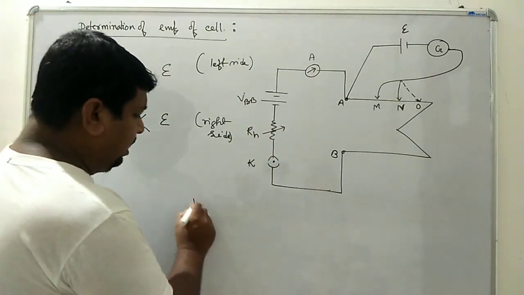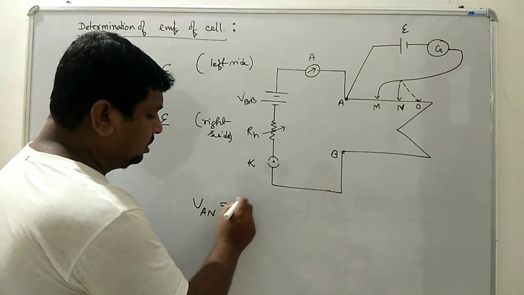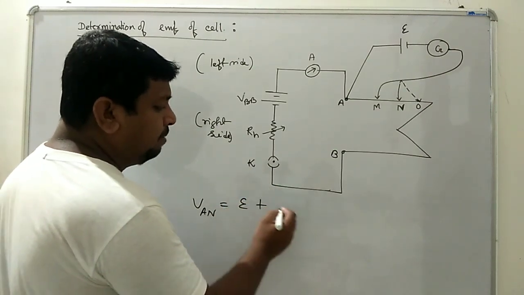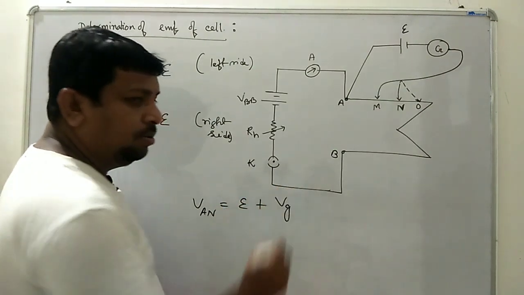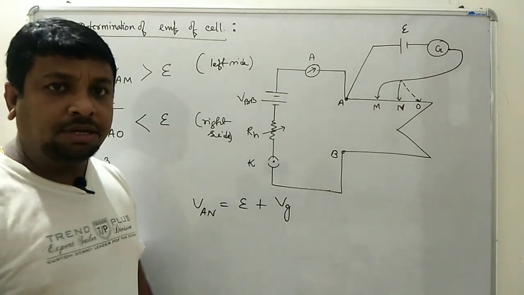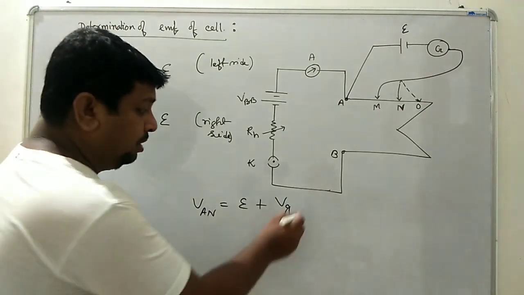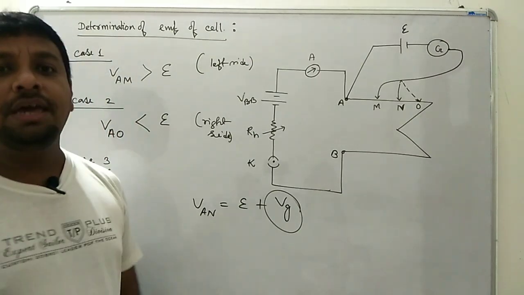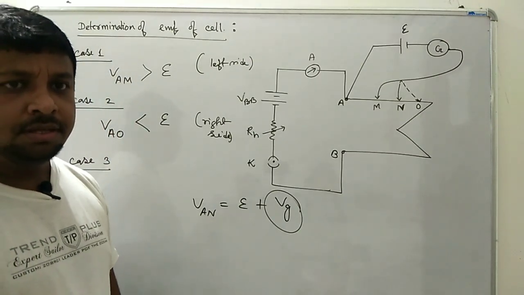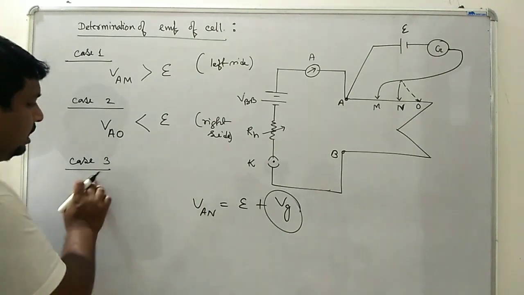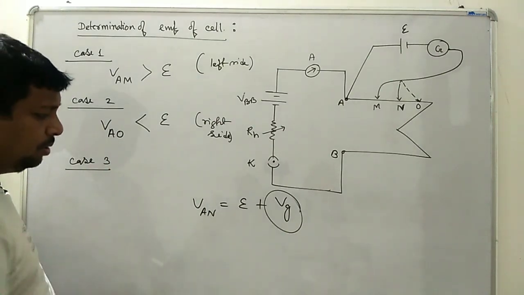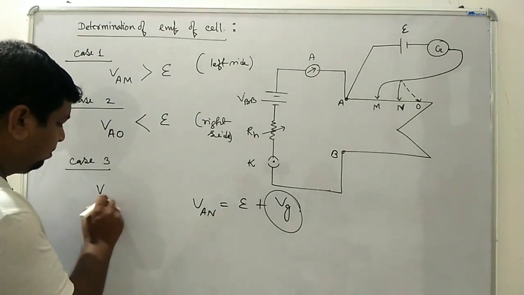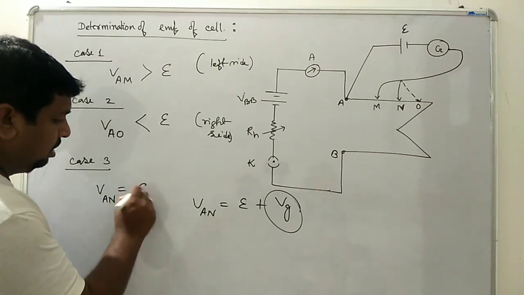I am equating VAN equal to the sum of the EMF of the cell plus the potential difference across the galvanometer, that is VG. But no current is flowing through the galvanometer, so VG equal to 0. That means EMF equal to VAN. So in case 3, when no current is flowing through the galvanometer, VAN equals the EMF of the cell.